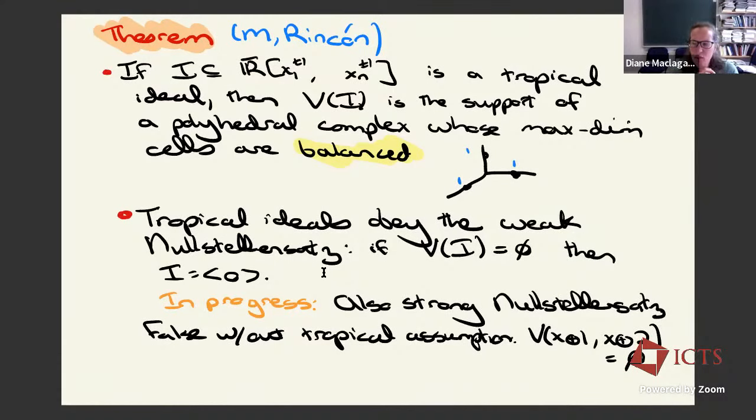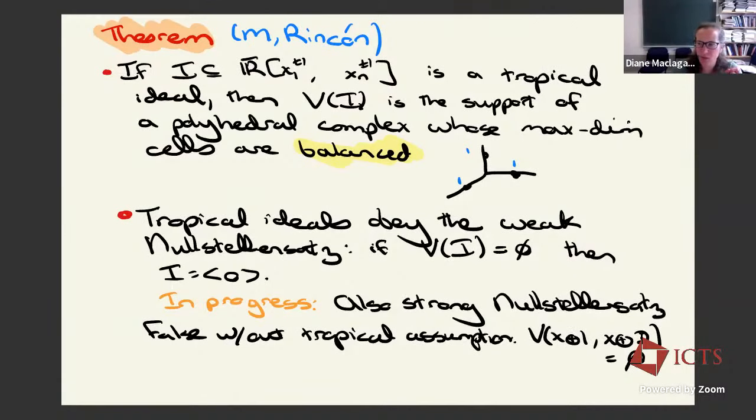And we also now think we have a version of the strong Nullstellensatz as well. But I should say this is false if you don't put this tropical ideal condition on. So if you look at the variety of x plus 1 and x plus 2, just in one variable, so the tropical one-dimensional torus, you need the minimum to be achieved twice here, in x and 1, so x has to be 1.